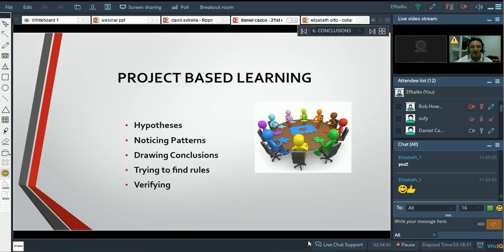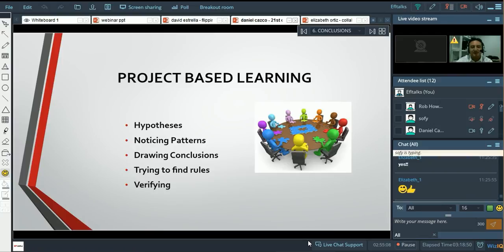What else do I have to say about project-based learning? Well, Vicky explained the difference between project-based learning and projects. I use project-based learning in my class. All my students work on projects that I choose, but they have to work collaboratively.